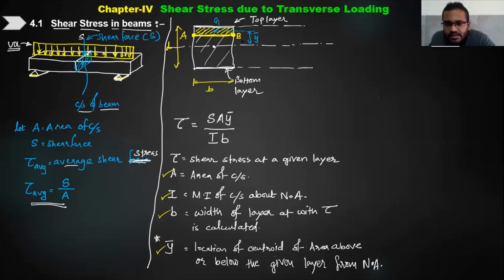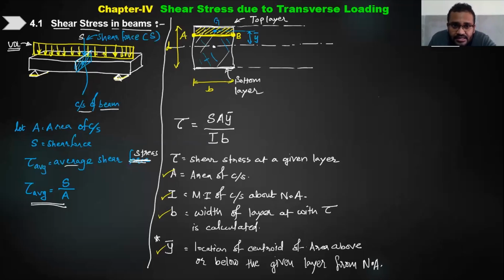So what is y bar? Whatever the layer you are calculating the shear stress on, after that layer you have to take area below or above. You can take this area also, you can take the remaining area and you can locate the centroid of that remaining area, and that will also give me y bar. You will get the same value of y bar. That doesn't matter. Okay, so you take any smaller area and locate the y bar, centroid of that area.